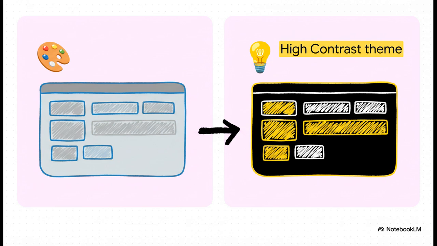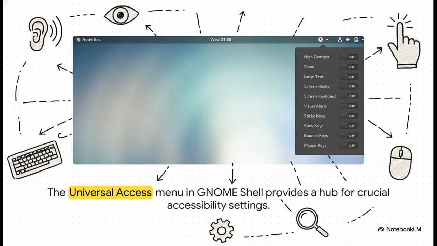And the great thing is, most modern desktop environments, like GNOME, which we're looking at here, they group all these tools into one easy-to-find spot. You'll usually see it called Universal Access, or Accessibility, or maybe Assistive Technologies. It's basically the central hub for tweaking the whole user experience.